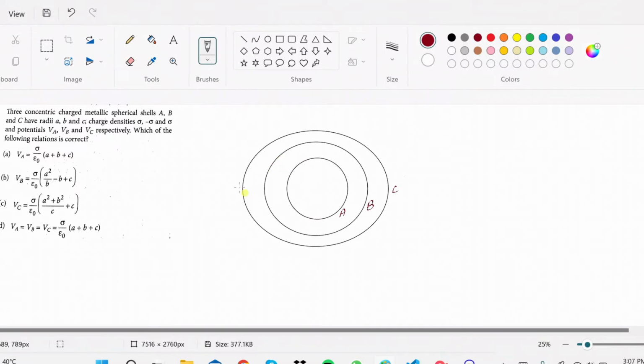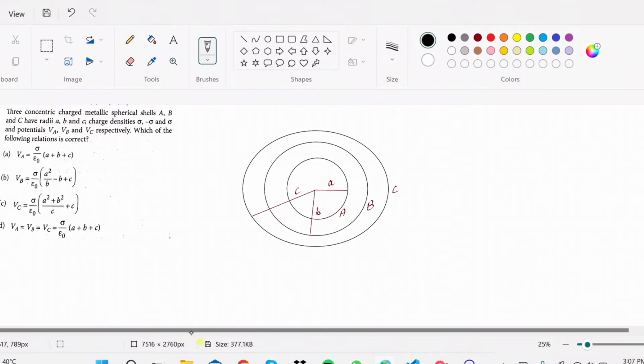Now please focus, this is a very important conceptual problem, and a question repeated a million times in many exams, not only in GSET. Now the radius of the first one is small a, the second one is b, and the third one is c. So this is your A, B and C. I hope this is clear. The radii of the first, second and third shells are a, b and c.